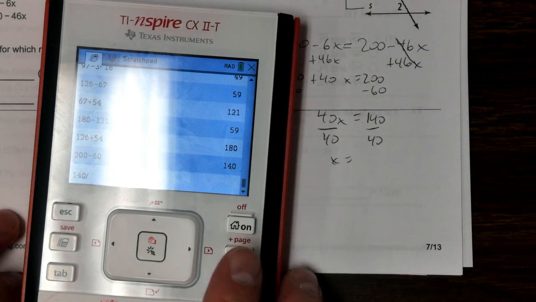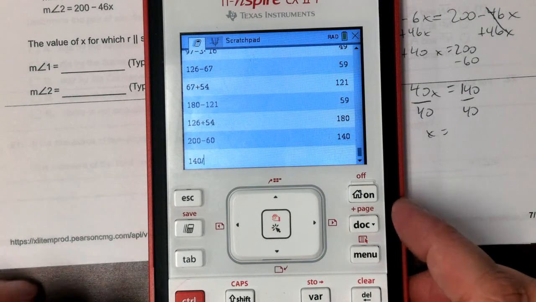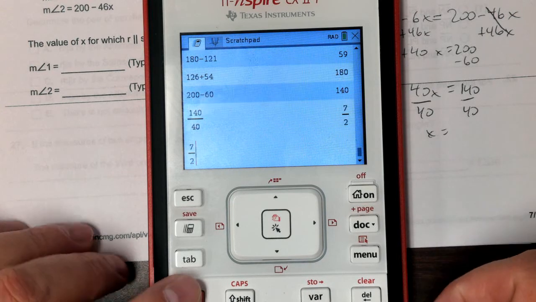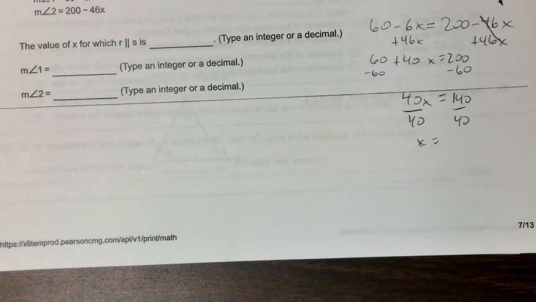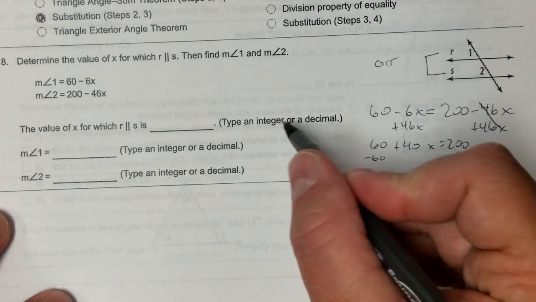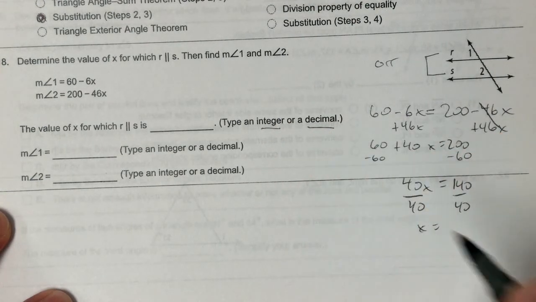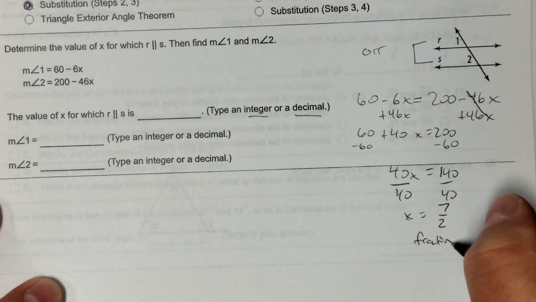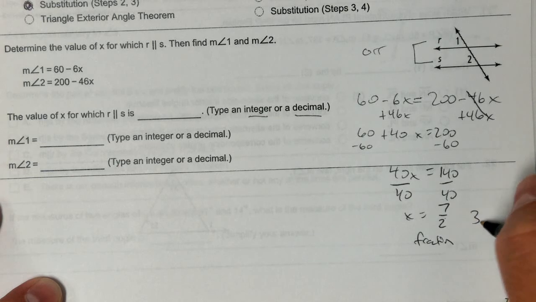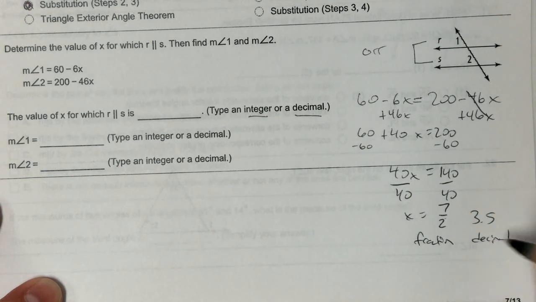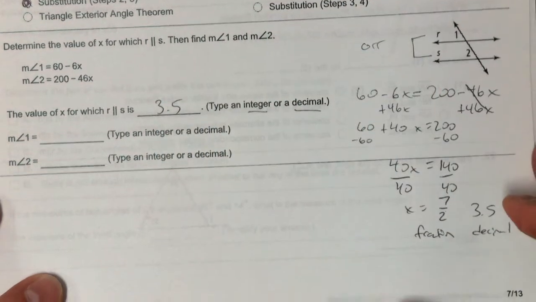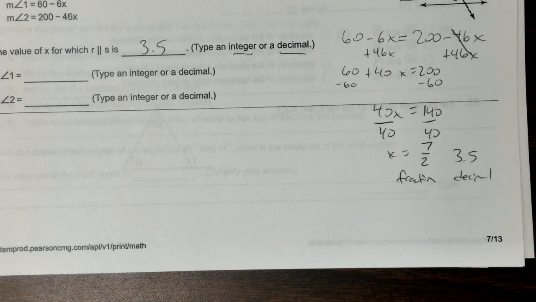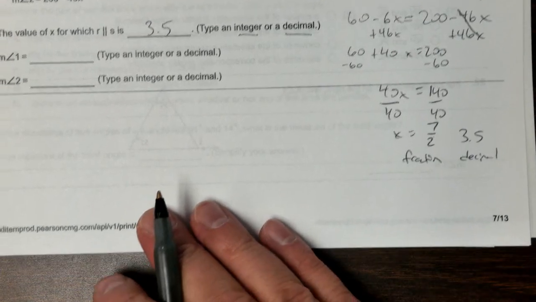140 divided by 40, enter, that's 7 halves, but they want you to do a decimal in this case, which is 3.5. The directions say integer or decimal, so if it said fraction, it'd be 7 halves, but 3.5 is your decimal. So make sure you always follow directions on here if it's graded electronically, like MathXL.